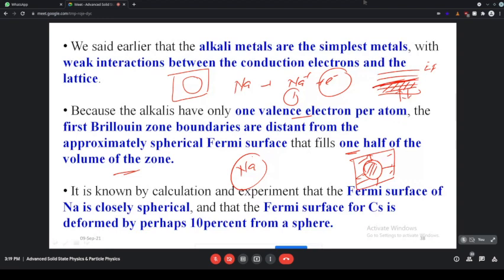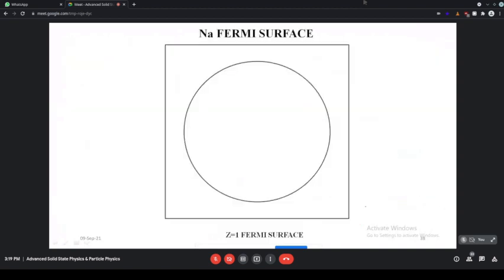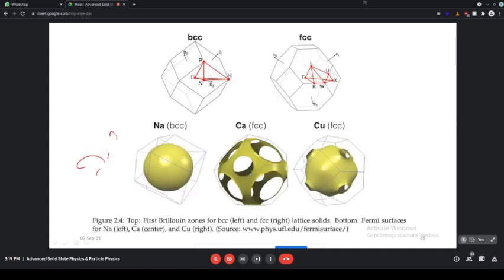Okay. Then we can say simply, the Fermi surface of sodium will be exactly spherical in nature. But if you consider the Fermi surface of any other material, for example cesium, then there is distortion, approximately 10% distortion in cesium. If you consider sodium, then that Fermi surface will lie completely inside the first zone boundary. That is why we can say that this is perfectly spherical.